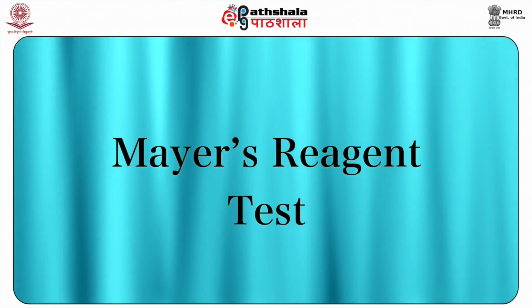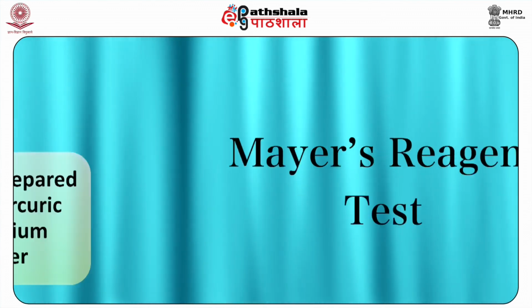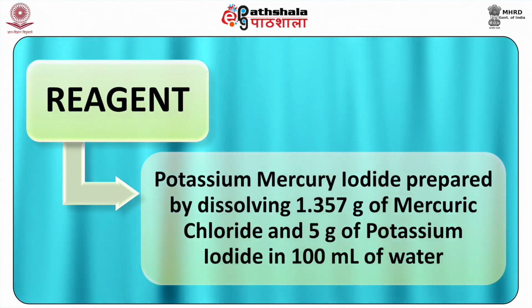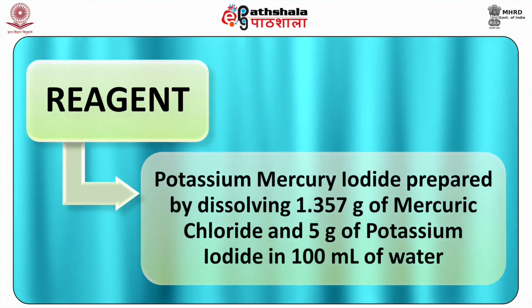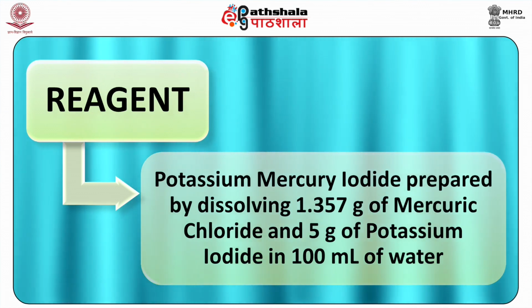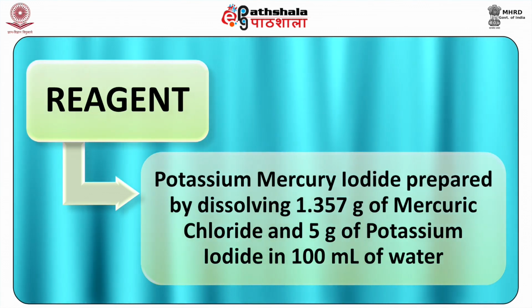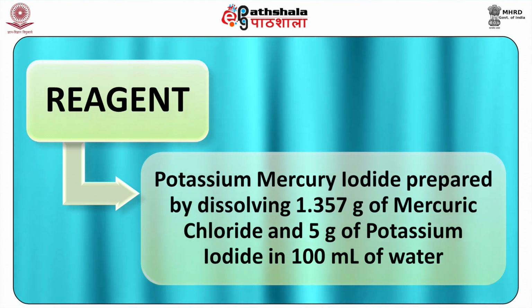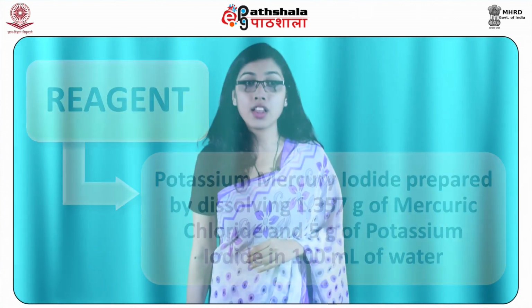Next comes the Mayer's reagent test. Preparation of reagent: potassium mercuric iodide prepared by dissolving 1.357 grams of mercuric chloride and 5 grams of potassium iodide in 100 ml of water. This test is performed for the detection of nicotine. The dried residue of the extract is acidified with acetic acid followed by addition of 2 drops of reagent. A white or yellowish precipitate is obtained.